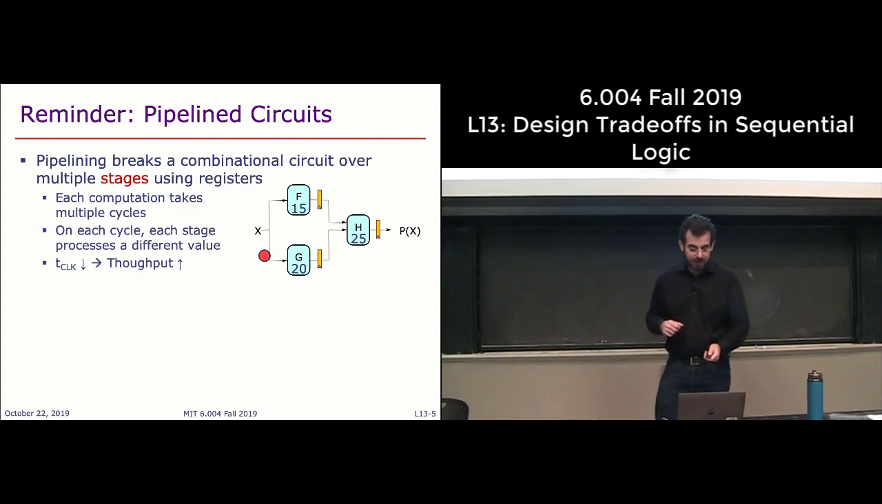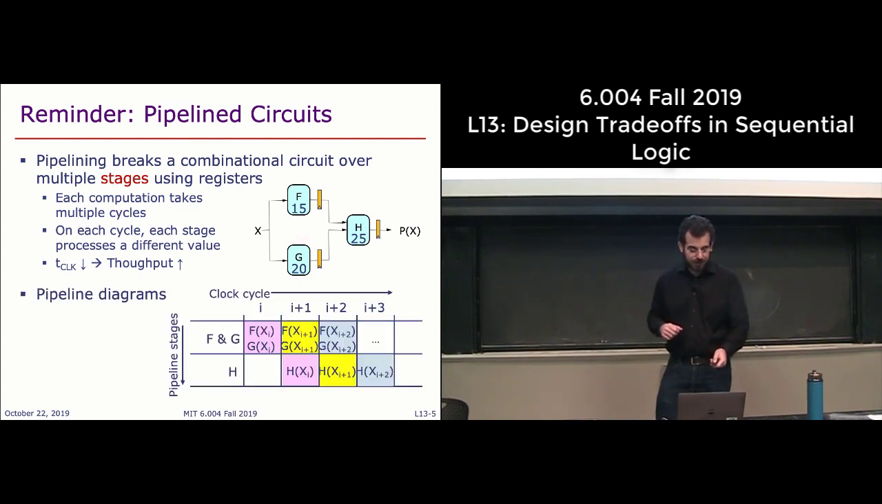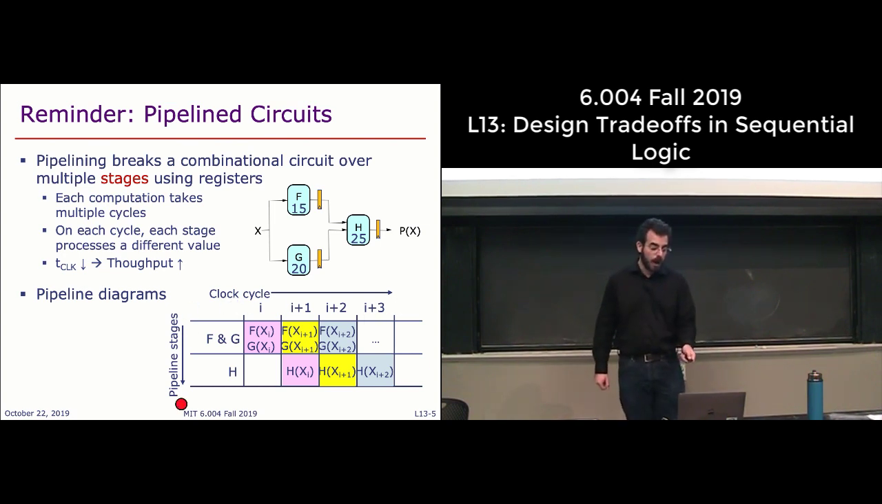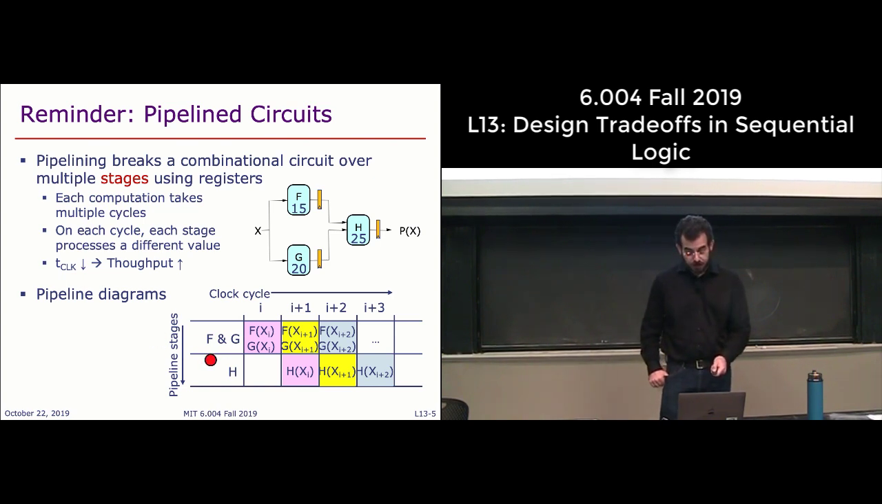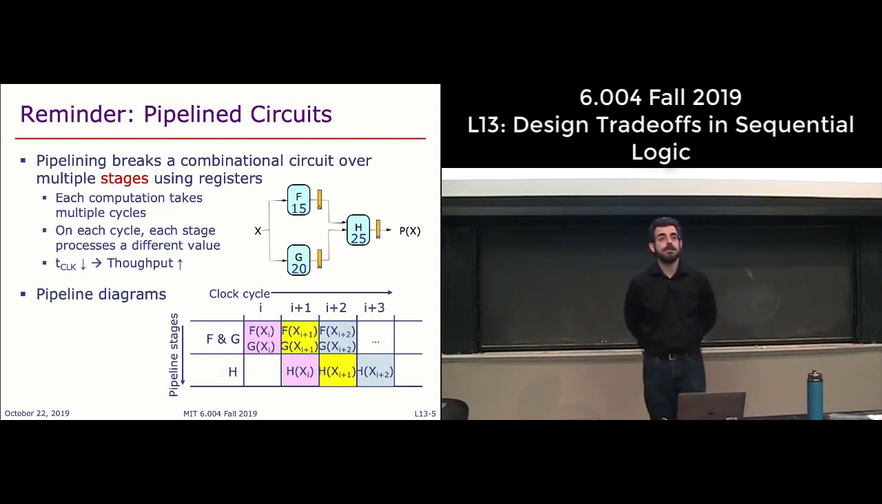This is very obvious from looking at the pipeline diagram, which is the standard way to represent pipeline circuits and how data flows through a pipeline. In a pipeline diagram, you have 2 dimensions. On the x-axis, you have cycles, you have time split in cycles. On the y-axis, you have pipeline stages, right? Here we have 2 pipeline stages. The first one is the one that has F and G, and then the second stage is the one that has H, right?